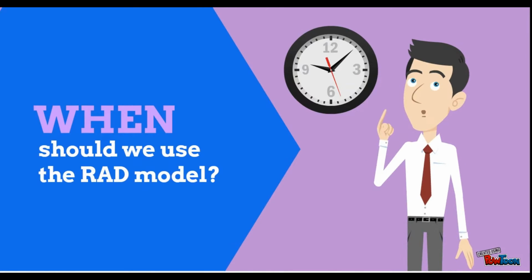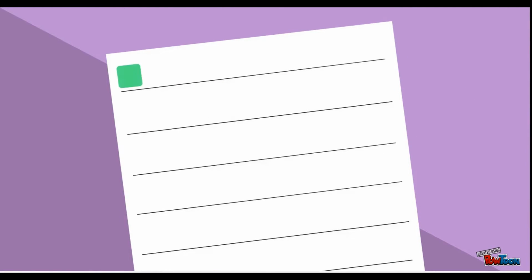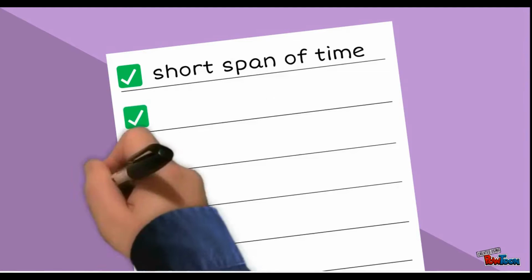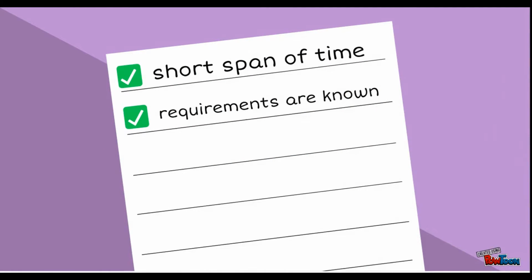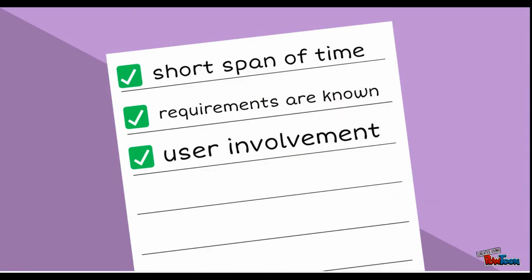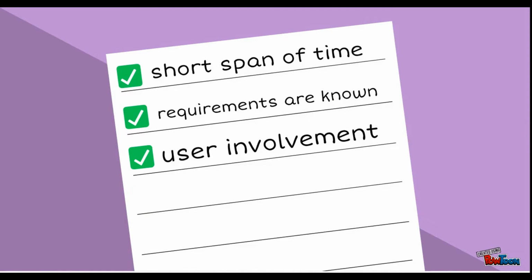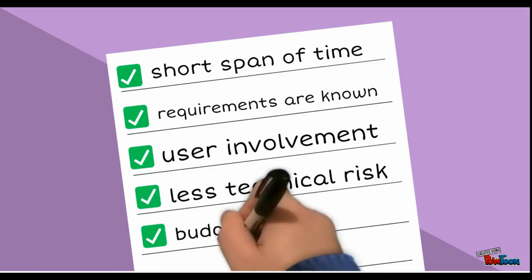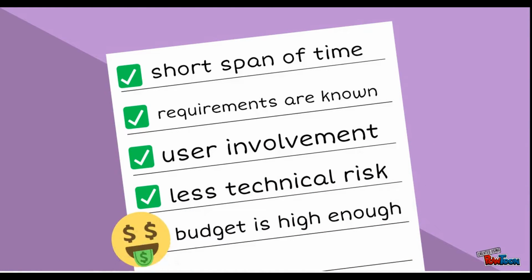Now that we know what the RAD model is, when should we use the RAD model? The RAD model should be used when the system needs to be produced in a short span of time, about 2 to 3 months. When requirements are known. When the user will be involved all through the life cycle. When technical risk is less. When budget is high enough to afford programmers and the cost of automated tools for code generation.